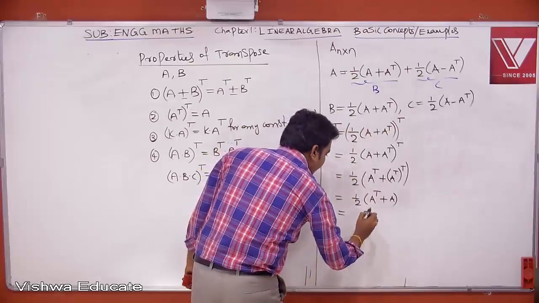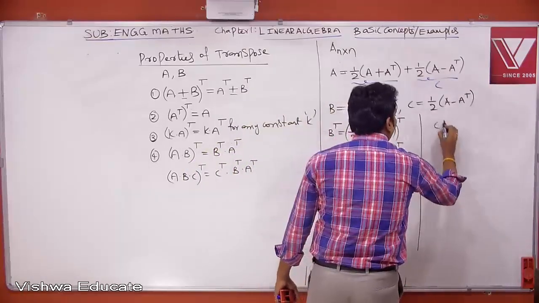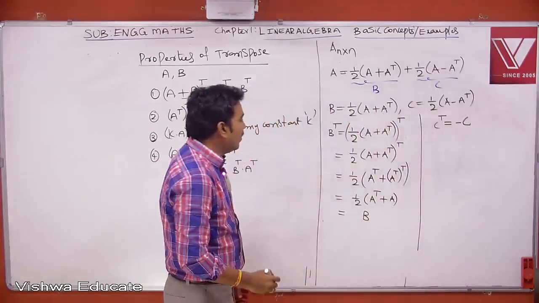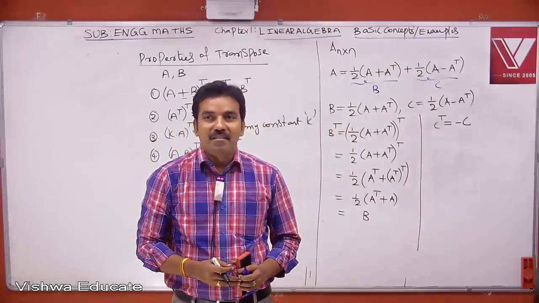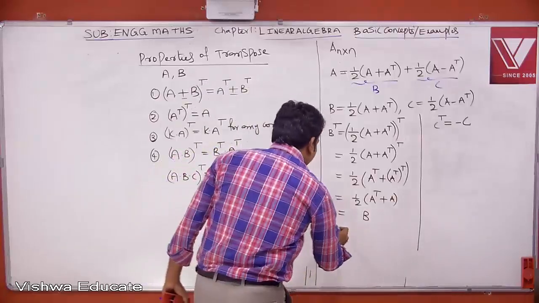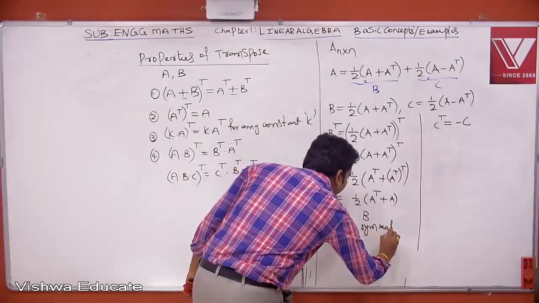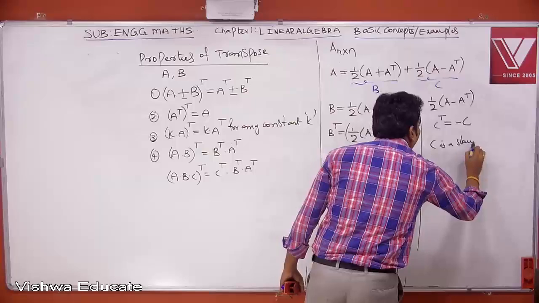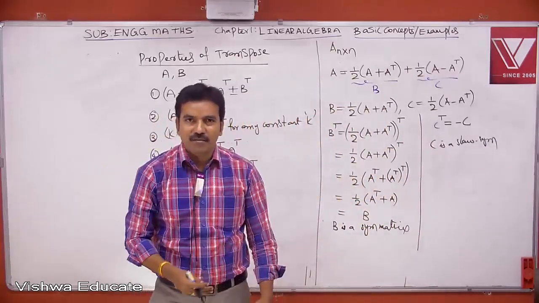Now, again, we got the same matrix B. In the similar way, when you calculate C transpose, you will get exactly minus C. Now, here B transpose is B. That means B is a symmetric matrix. C transpose is minus C. C is a skew symmetric matrix. Therefore, this B is a symmetric matrix and C is a skew symmetric matrix.